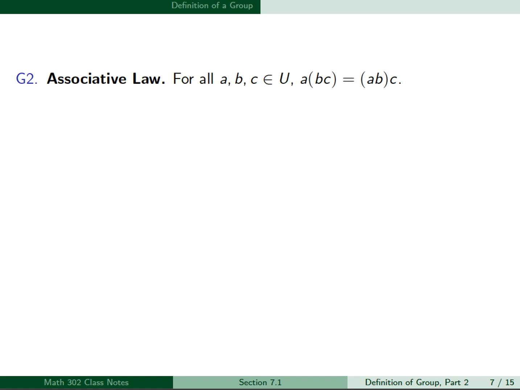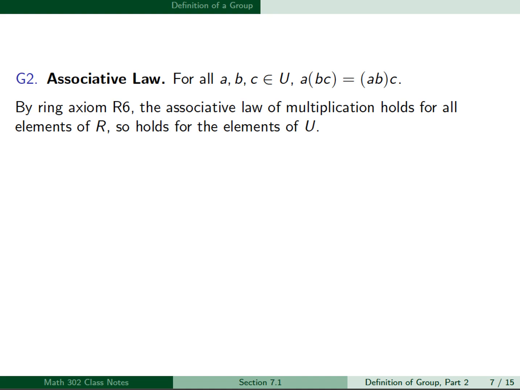For G2, we have the associative law. For all A, B, C in U, A times the quantity BC is equal to the quantity AB times C. Now, by ring axiom R6, the associative law of multiplication holds for all elements in R, so it holds for elements of U. So axiom G2 holds.